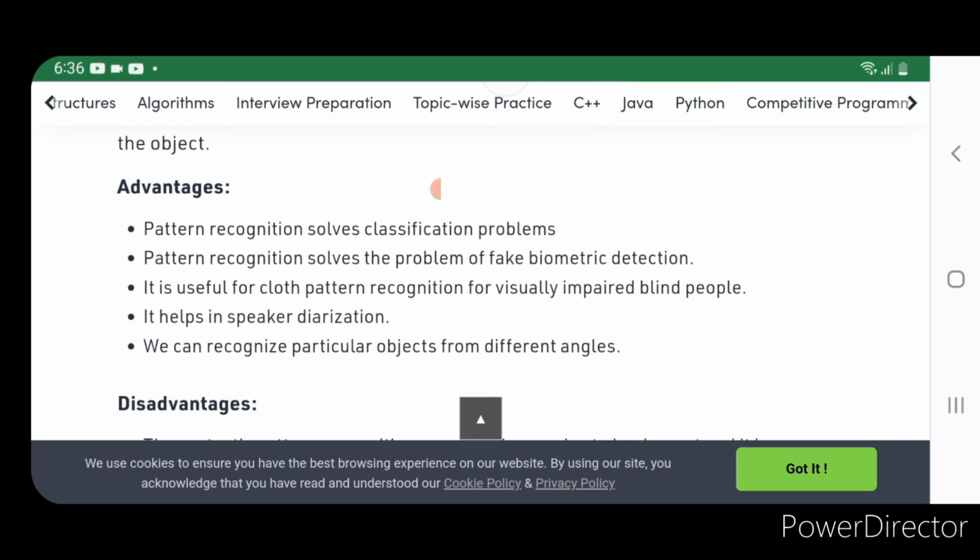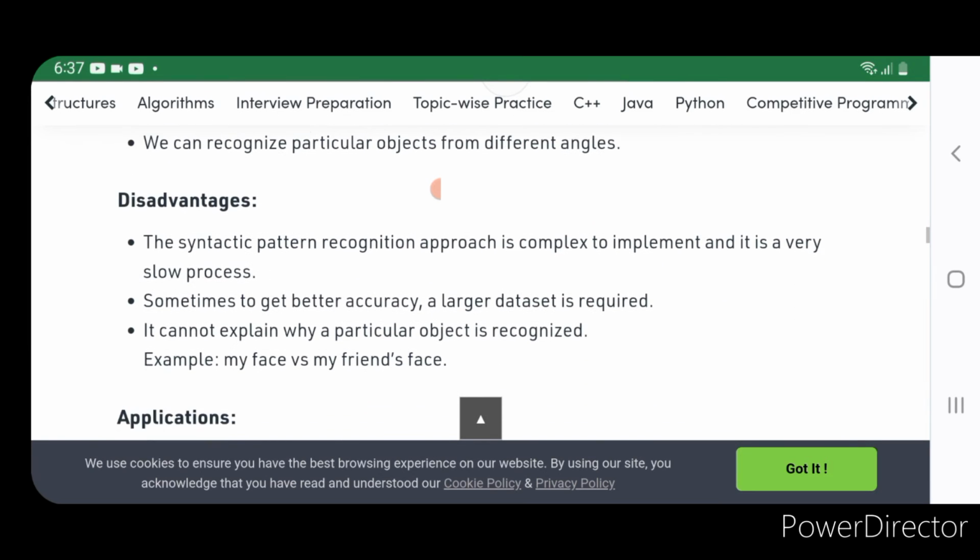नंबर 1, पैटर्न रिकग्निशन क्लासिफिकेशन प्रॉब्लम को सॉल्व करता है। नंबर 2, पैटर्न रिकग्निशन फेक बायोमेट्रिक डिटेक्शन की प्रॉब्लम को सॉल्व करता है। नंबर 3, it is useful for cloth pattern recognition for visually impaired blind people। जो ब्लाइंड पीपल हैं उनके लिए भी ये पैटर्न को रिकग्नाइज करने के लिए इस्तेमाल होता है। It helps in speaker diarization। We can recognize a particular object from different angles, हम डिफरेंट एंगल से पार्टिकुलर ऑब्जेक्ट्स को रिकग्नाइज भी कर सकते हैं। डिसएडवांटेज क्या है?